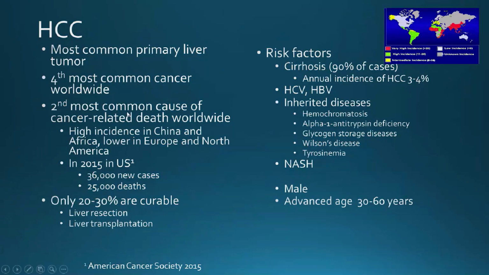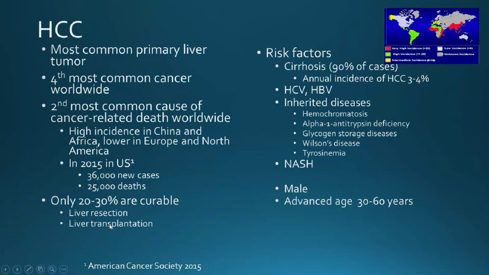So, as the second most common cause of cancer-related death worldwide, there is a high incidence in China and Africa, as we mentioned, and lower in Europe and North America. In the United States, in 2015, we had 36,000 new cases with 25,000 deaths related to hepatocellular carcinoma. And when we look at all these cases, unfortunately, only 20 to 30% are curable with liver resection or liver transplantation.